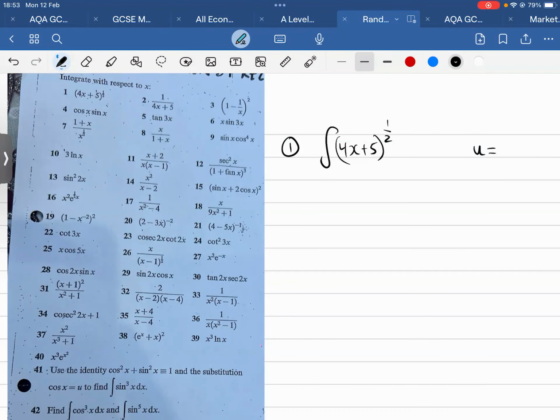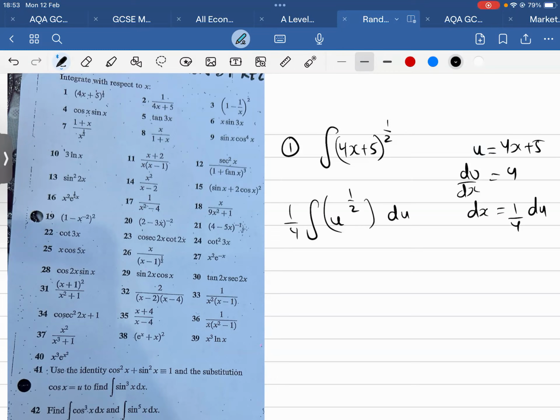So for this one, you make u equals 4x plus 5. So du by dx is 4. So this becomes u to the half times a quarter, which can go outside, du, which equals a quarter u to the power 3/2 times 2/3 plus c, which equals 2/12, so 1/6, (4x plus 5) to the power 3/2 plus c. You can also use reverse chain rule, but it's up to you.